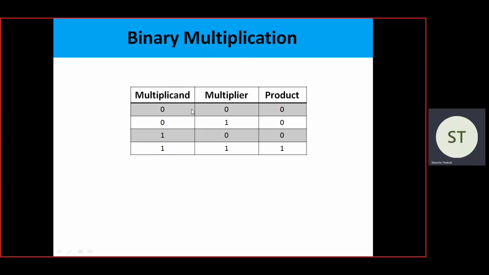So what is the product of 0 and 0? 0 into 0 is 0. Same as ordinary mathematics that we do in daily life. Decimal multiplication: 0 into 0 is 0, 0 into 1 is 0, 1 into 0 is 0, and 1 into 1 is 1. So these rules we apply for binary multiplication of multi-bit numbers.